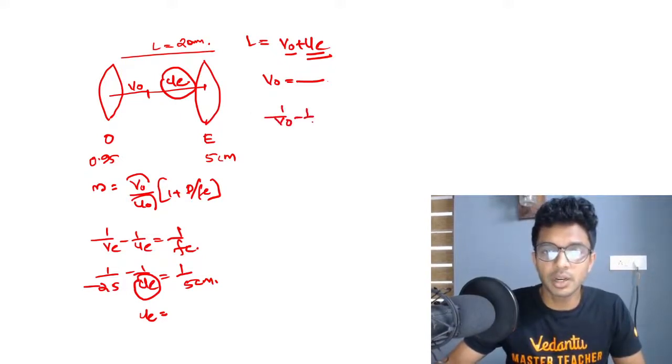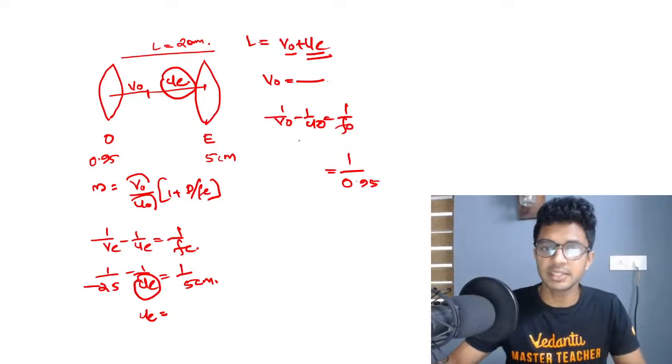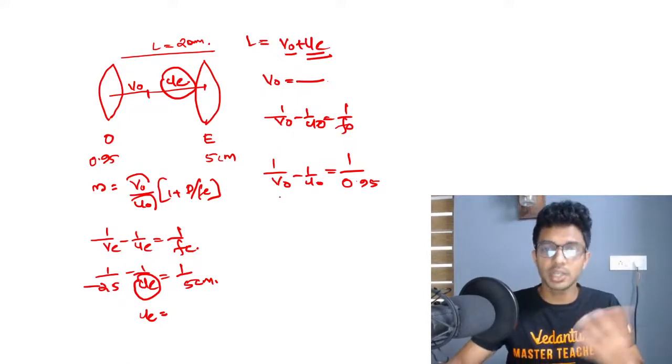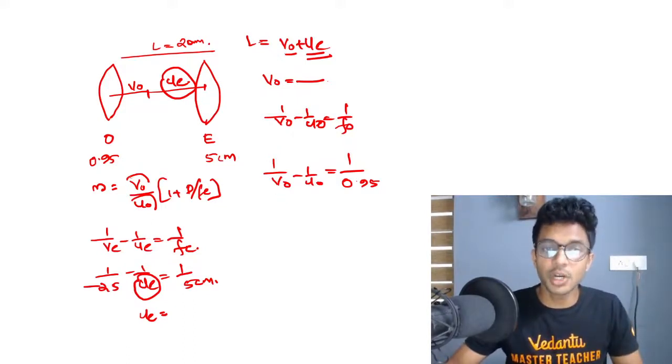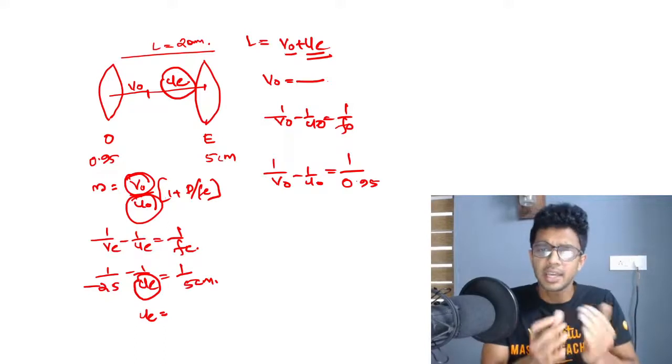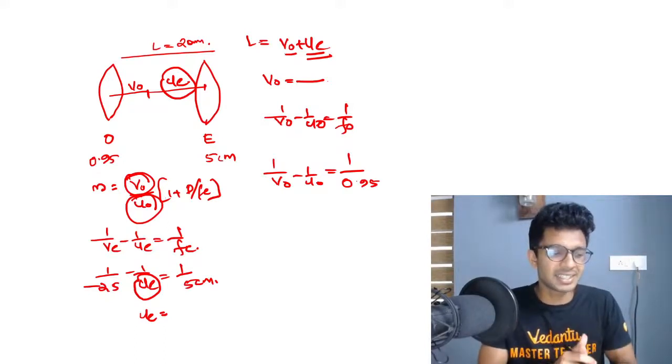1 by V naught minus 1 by U naught is equal to 1 by F naught. Focal length of the objective is already known, 0.95. Yes, V naught we got from here, we have the value, minus 1 by U naught. Won't you get the value for U naught? Yes, once you get the value for U naught, V naught is known to you, U naught is known to you, 1 plus D by Fe. Yes, all the values are in your hand. You can do the mathematics and get your answer. Yes or no?